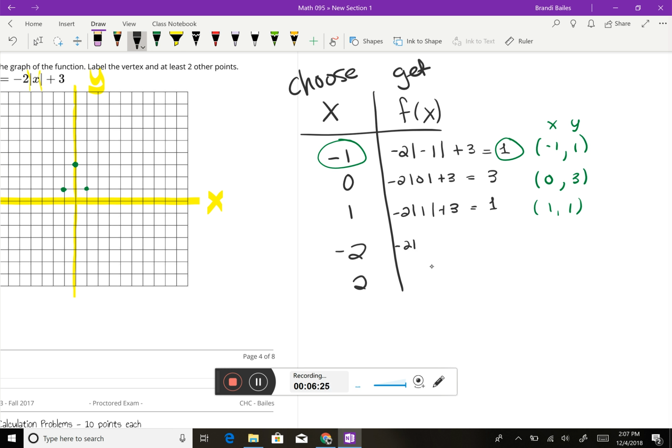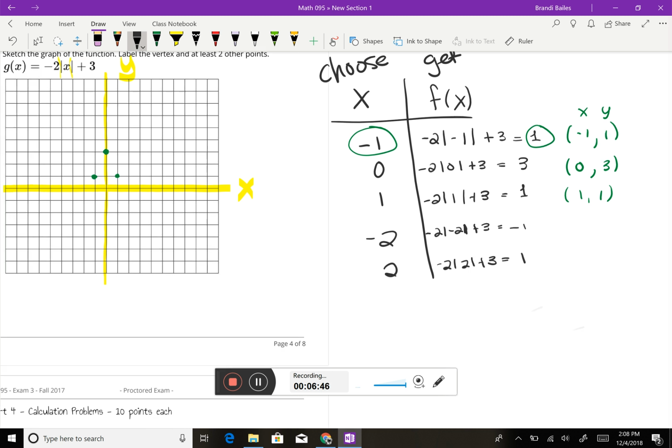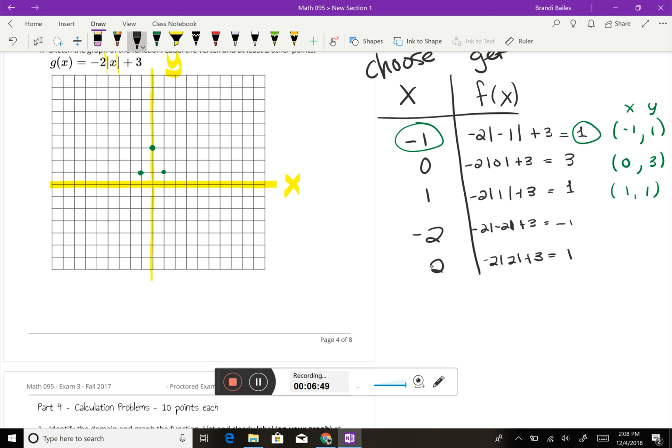That would be -2 times the absolute value of -2 plus 3 equals, let's see, -2 absolute value is +2 times -2 will give me -4 plus 3 will give me -1. And I should get the exact same value for +2 because of the absolute value. So it looks like at -2, back 1, 2, I should be at -1. Wrong color. And at +2, 1, 2, I should be down -1 as well.